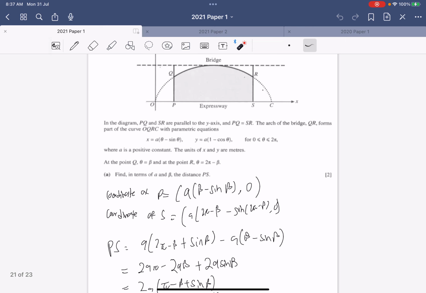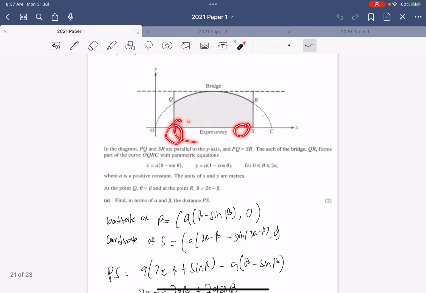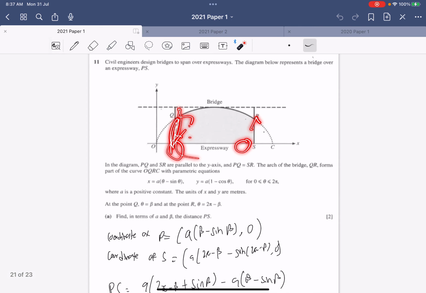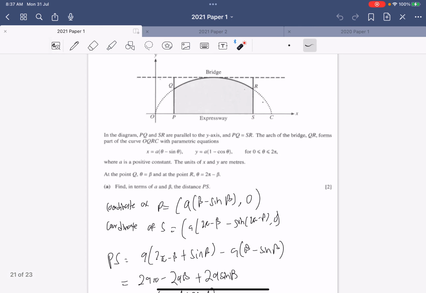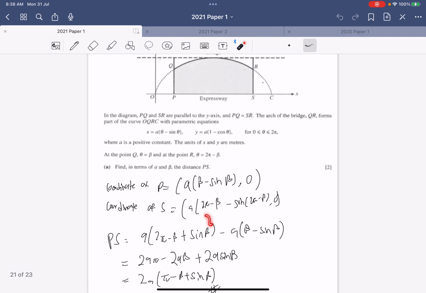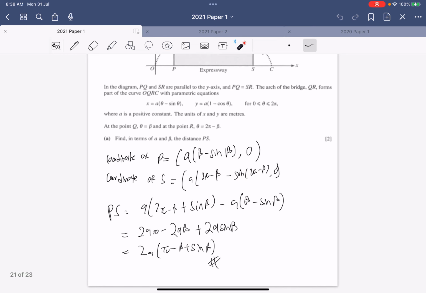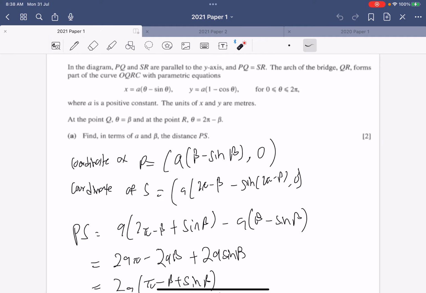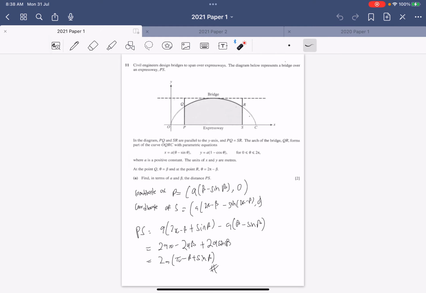So the first thing you need to do is find P and S, which have the same x coordinate as Q and R respectively. So you just need to sub beta into the parametric equation to find the x coordinate for Q, which is then the coordinate for P. Similarly for S, you sub in the coordinate for R. Then you just find the distance between them, so you just take this minus this. And you should be able to simplify it to get 2a times pi minus beta plus sine beta.